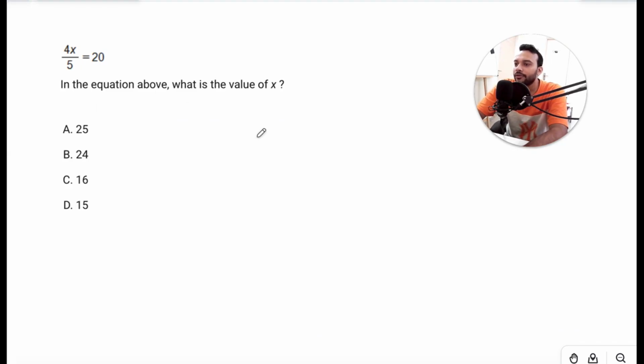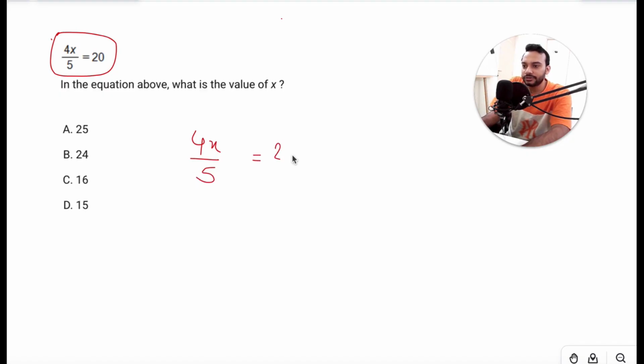Question 1. 4x over 5 is equal to 20. In the equation above, what is the value of x? So this will be a simple rearrangement of terms. As you can see, the equation is 4x over 5 equals 20. Now I want to isolate x and find it in the form of something like x is equal to.